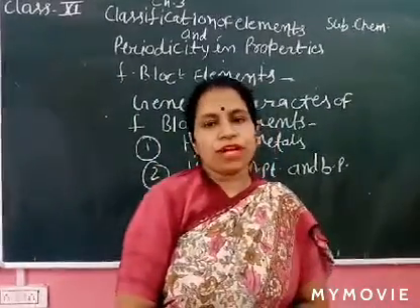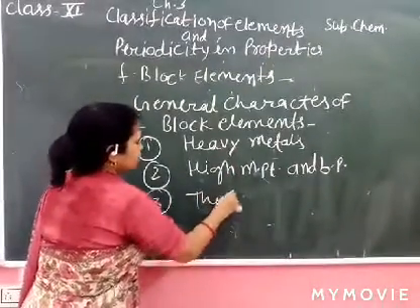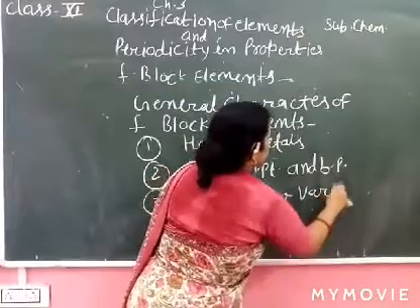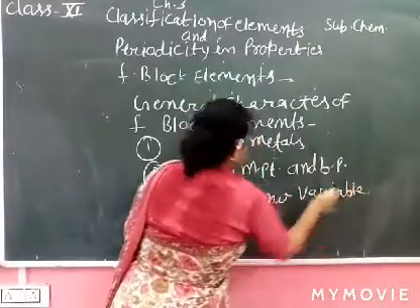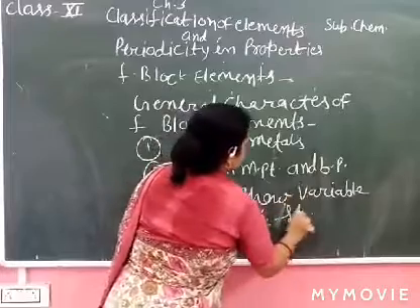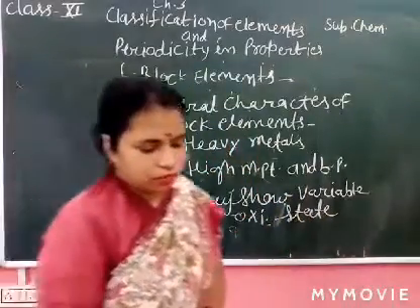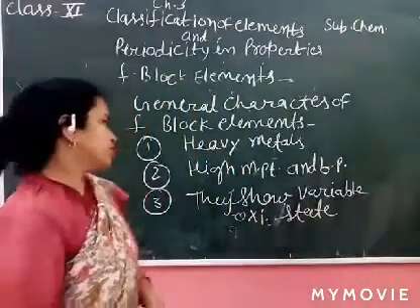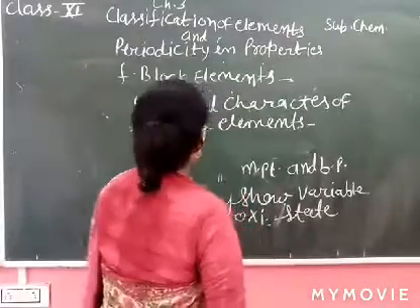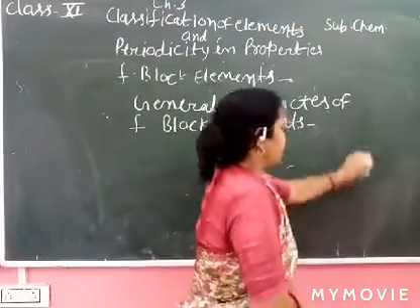What is the third character? They show variable oxidation states like transition elements. Variable means changeable. Clear these points? Now the fourth point is their compounds are generally colored.